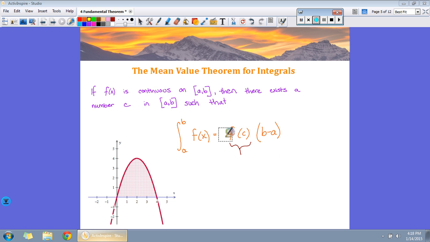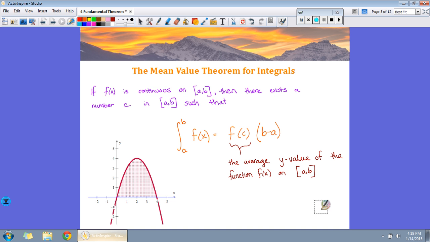b minus a is your interval of your shaded region, and f of c is your average y value of the function on the interval from a to b. Quite frequently, the average y value is what we're solving for, so if you divide both sides by b minus a, that's fairly typical. So when you integrate, this is the antiderivative evaluated at b minus the antiderivative evaluated at a, over b minus a. And this one should look familiar.